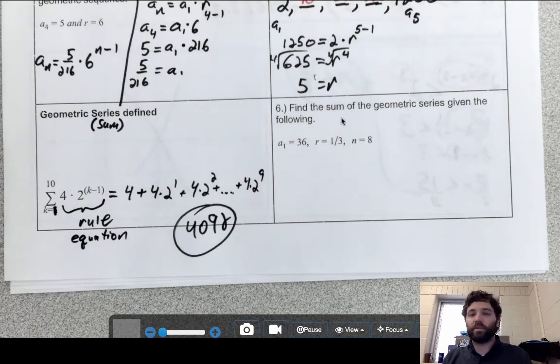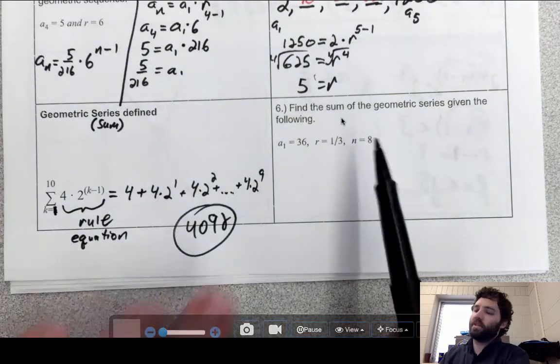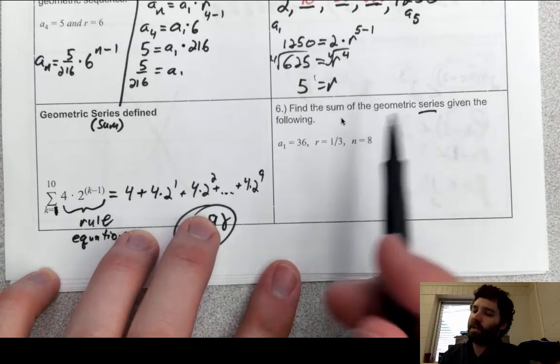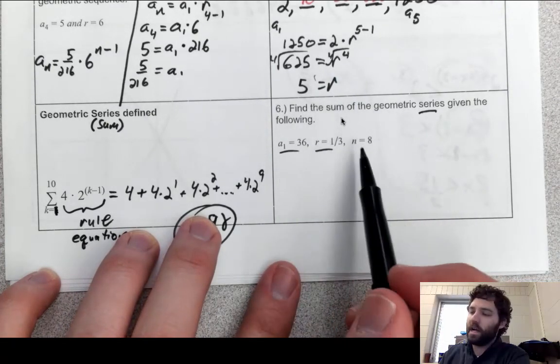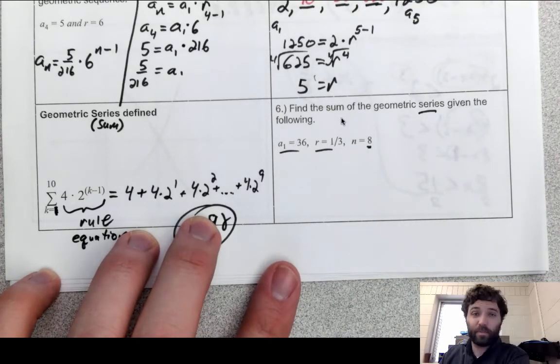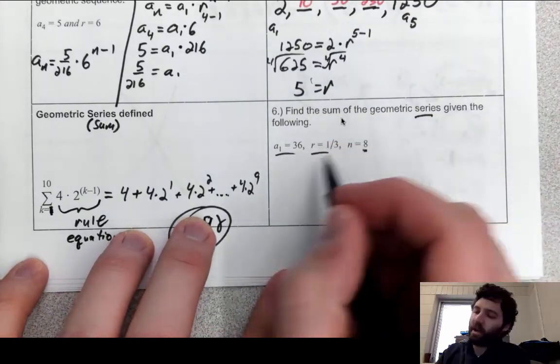All right. So the last problem here, we're going to try to do on our own. You might pause it here and see if you can figure it out. What we want is the sum of the geometric series given the following. We have a sub 1, we have the common ratio r, and then this tells us that we want the first 8 terms.